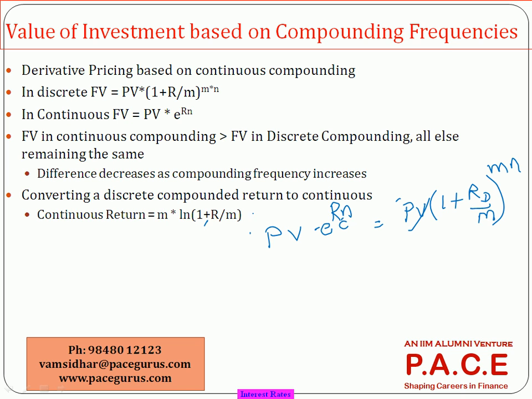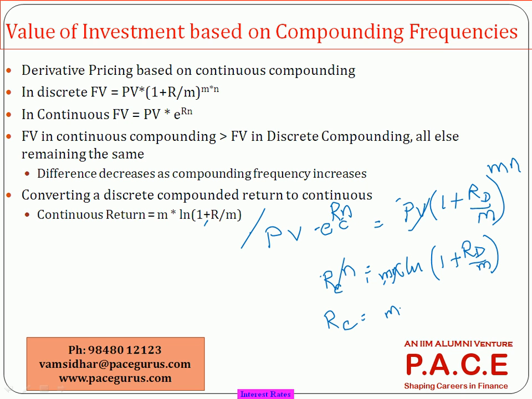So logically what is happening if I take this out, R continuous into n is equal to the logarithm of this. So mn comes before as per the formula of logarithm. So n can be cancelled on both sides. So my R continuous will directly become m times logarithm of 1 plus R discrete by m. So even if one is given, I can convert it to the other.